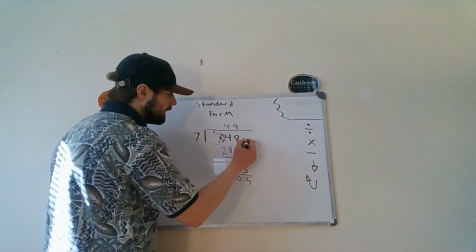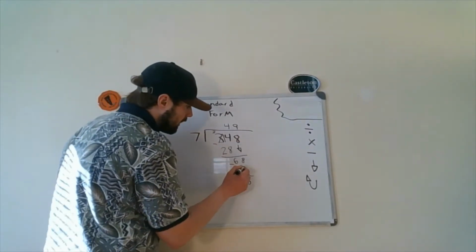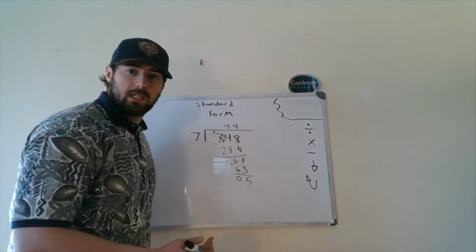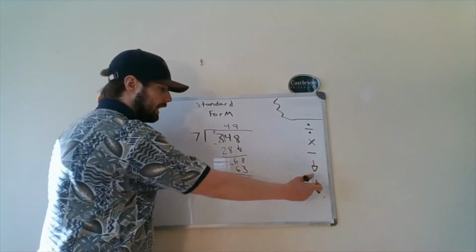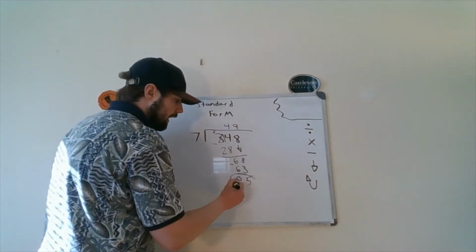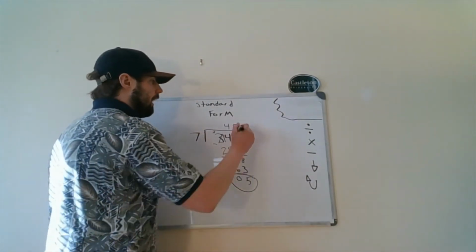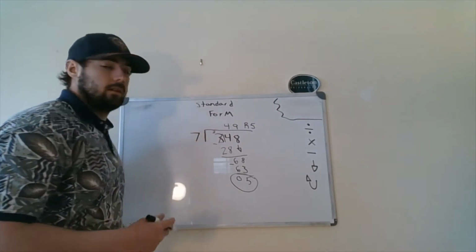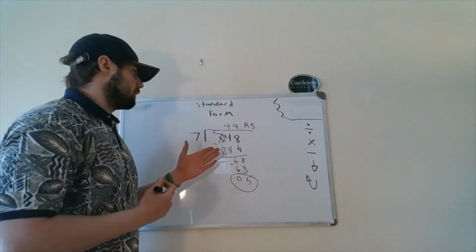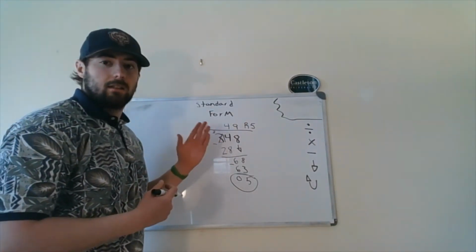Let's take a look at my next place value. I was in my ones. Oh, I have no place values left. Guys, that means I can't keep going. That means I have a remainder. I have a remainder of 5. Standard form, 348 divided by 7.